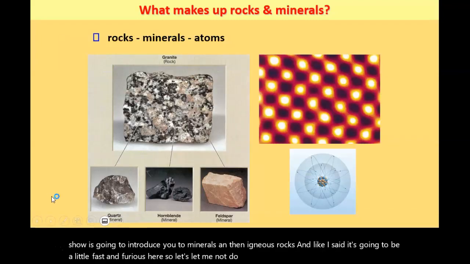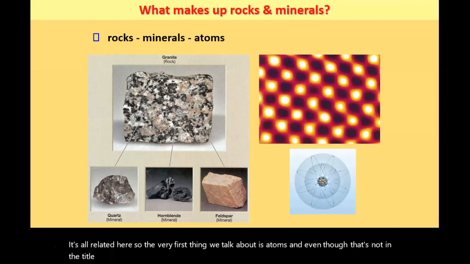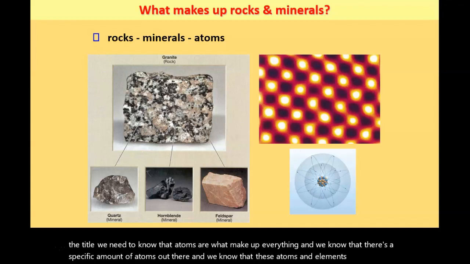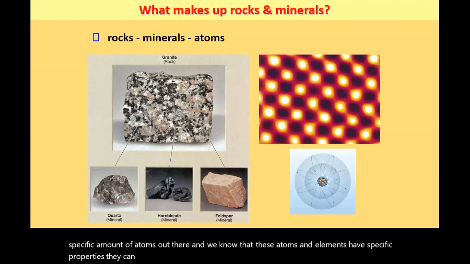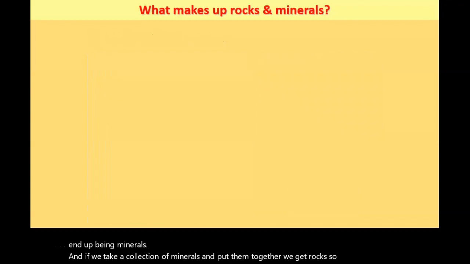So the first thing we want to talk about is, it's all related here. The very first thing we're going to talk about is atoms. Even though that's not in the title, we need to know that atoms are what make up everything. And we know that there's a specific amount of atoms out there, and that these atoms and elements have specific properties. They can bond together to form new things, molecules, and some of those molecules end up being minerals. And if we take a collection of minerals and put them together, we get rocks. That's kind of the progression that we see.